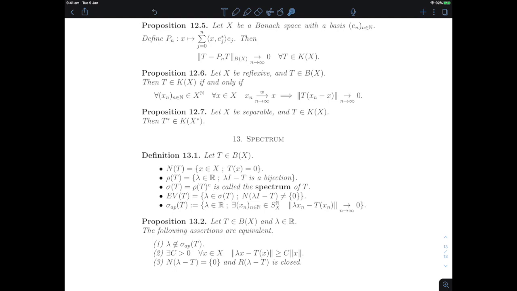That's property 3. And then we also have property 2, which tells you, not that lambda minus T can be inverted, but that the norm of lambda minus T of x is greater than some multiple of the norm of x. So in particular, the null space cannot be non-trivial. So we're going to prove that these three things are exactly equivalent.